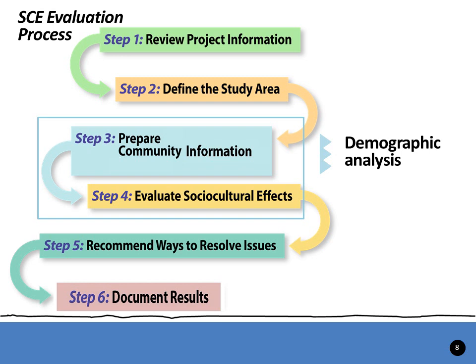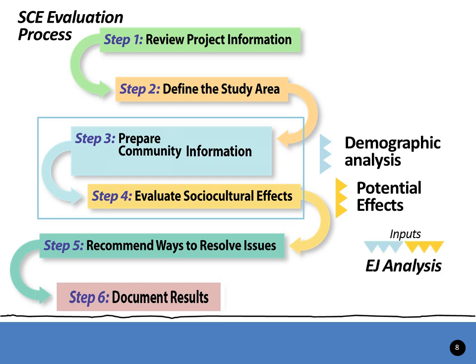In Step 4, potential sociocultural effects are identified. If these steps indicate the possibility for environmental justice issues, we would go into more depth to understand how adverse effects would be distributed amongst the study area population, the severity of those effects, and if any would be felt disproportionately by minority or low-income populations.